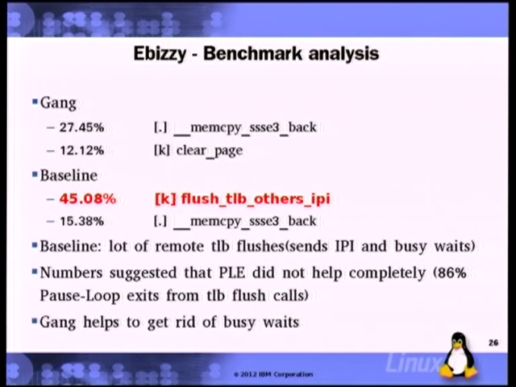The next thing we saw was when we looked at PLE numbers, how many times we actually did the exit. We found that 86% of the time we were exiting from this same function call. But the gain that we got was around 68%. We still got a 68% gain, even with pause loop exit being there. So Gang basically helped to get rid of this busy waiting.